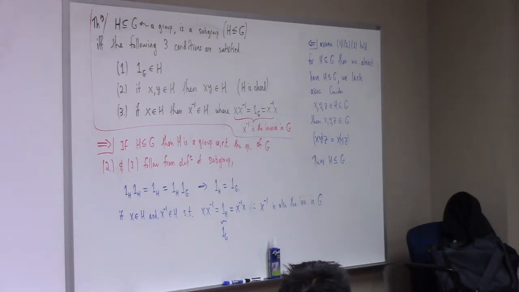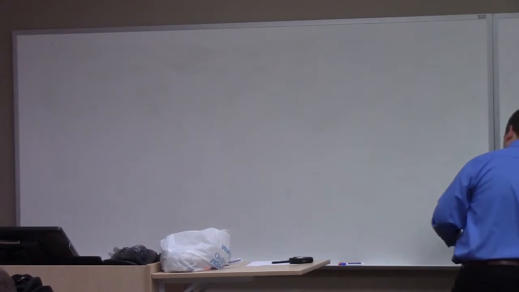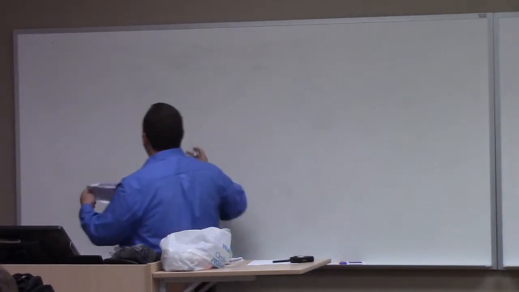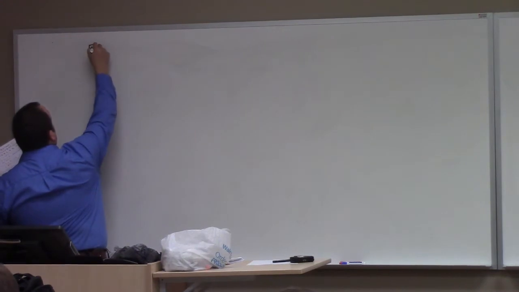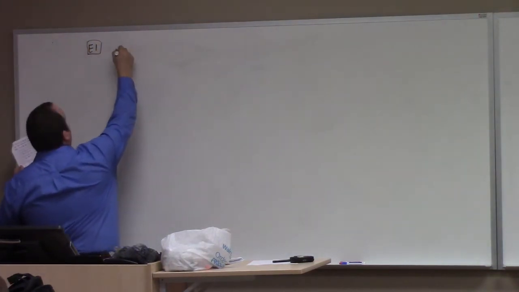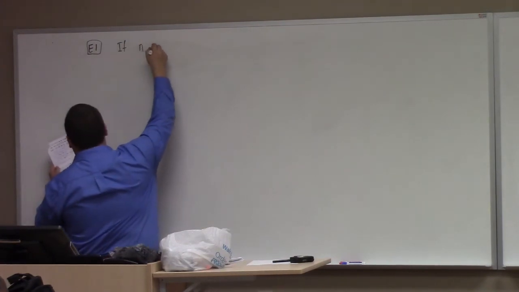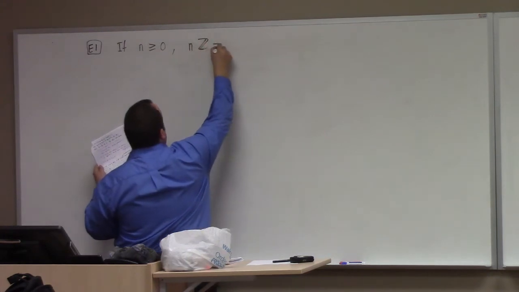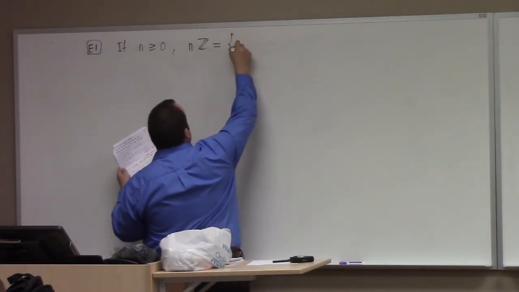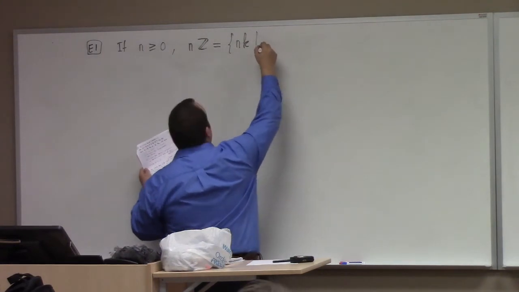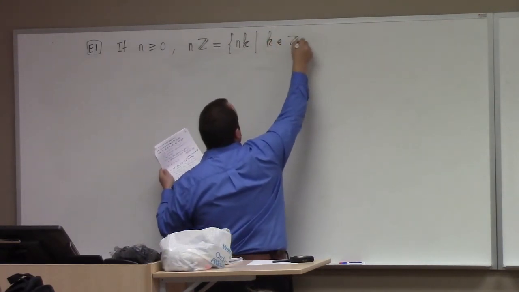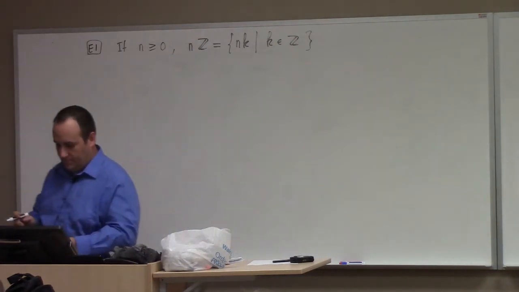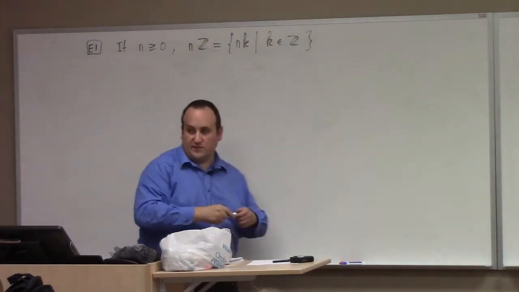Okay, so that's the subgroup test. I showed you one example of that last time, right? We can prove that SL_n is a subgroup of GL_n. Example one. If n is greater than or equal to 0, we can define nℤ to be multiples of n. So that's nk such that k is an integer, right? So we can show that that's a subgroup of the integers without too much trouble, right?